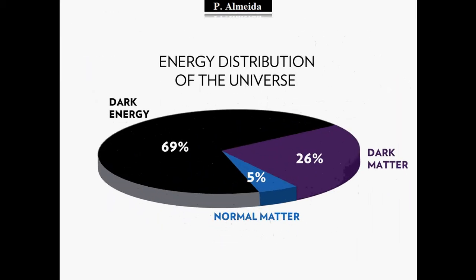So, what is the energy distribution we have in the universe? Well, 69% is dark energy, 26% is dark matter and only 5% is normal matter. So that means that 95% is actually invisible to us and unknown to us because we don't quite know what dark energy and dark matter are, okay?